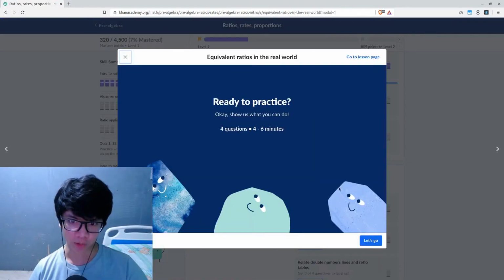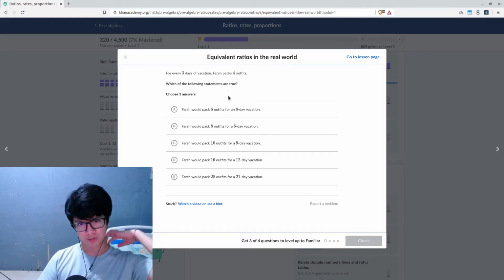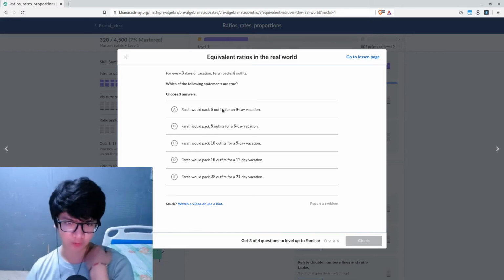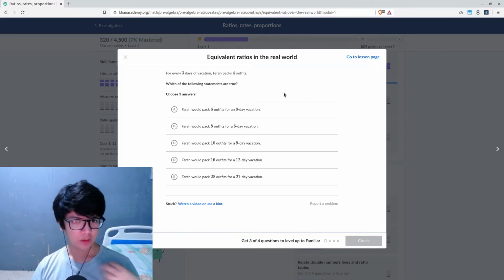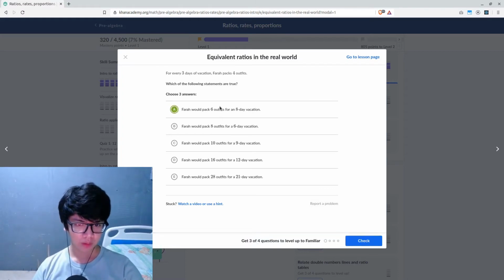Equivalent ratios in the real world. Okay, math in real world. For every 3 days of vacation, Paula packs 4 outfits. Okay. Okay, this would be the same. What else? Oh gosh, 3 of these? 3 to 4, right? So it's like 3/4.